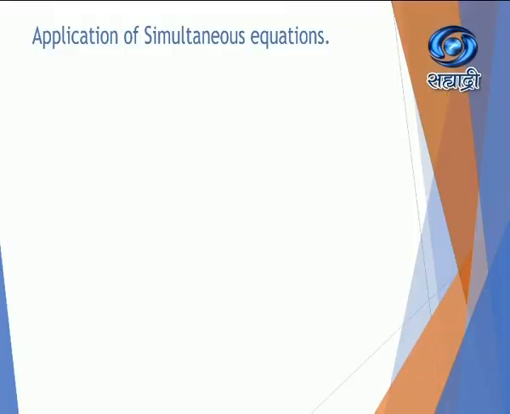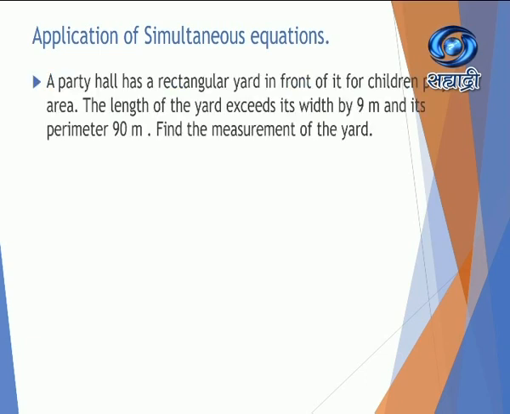As I introduced, in this session we are going to study the applications of simultaneous equations, which can also be called applications of linear equations. Here is the first sum. A party hall has a rectangular yard in front of it for children's play area. The length of the yard exceeds its width by 9 meter and its perimeter is 90 meter. Find the measurement of the yard.